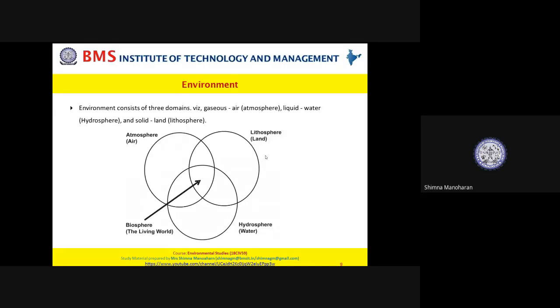So environment consists of mainly three domains. You have the gas in form of air, that is atmosphere. Then liquid is water, as in hydrosphere. And as solid form, you have land, which is lithosphere. So the combination of these three is nothing but the biosphere, which is the living world.